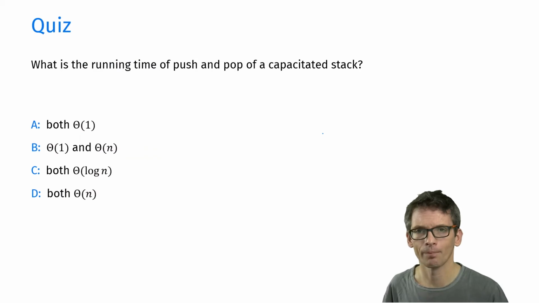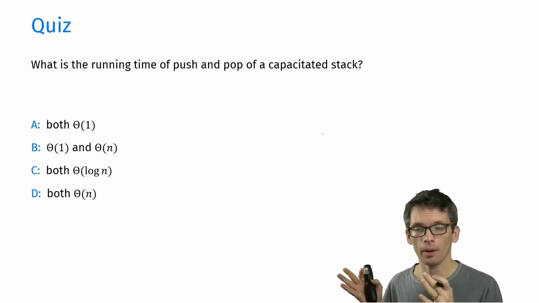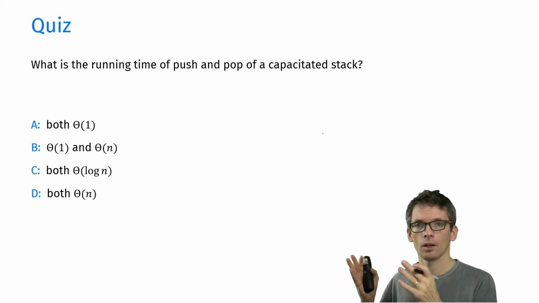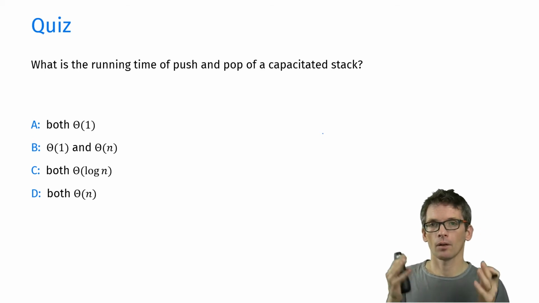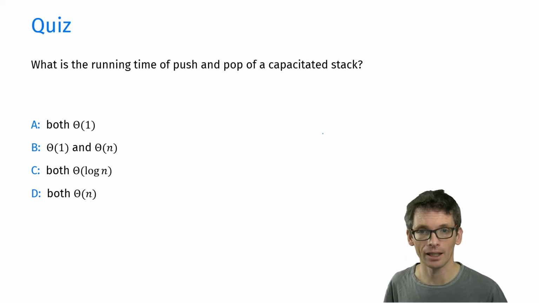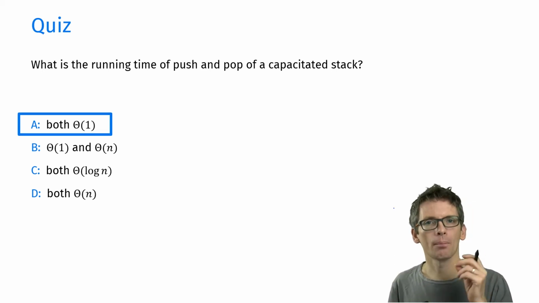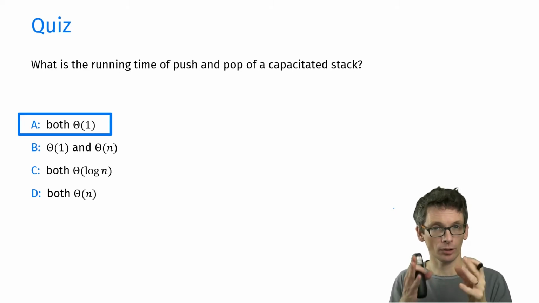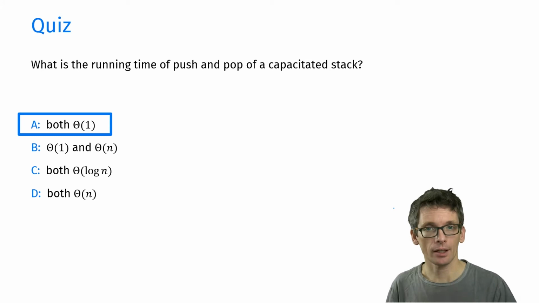Here's a quiz. What is the running time of push and pop for a capacitated stack? A, both constant. B, push is constant, but pop is linear. C, both of order log n. Or D, both linear. The correct answer is A. Both take constant time, because for both push and pop, we change count by 1 and access an element, that's it.